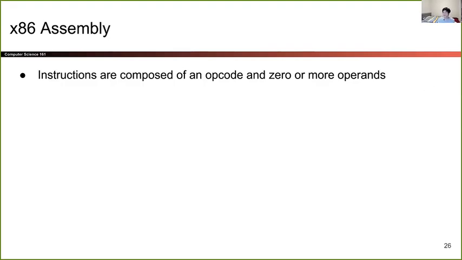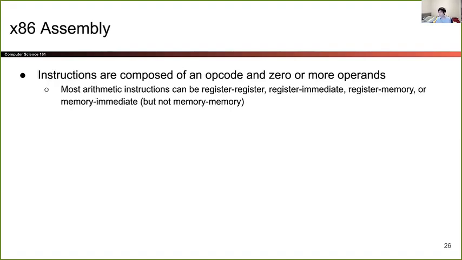In x86 assembly, instructions are going to have an opcode. So this is what the CPU is actually going to do. And it's going to have 0 or more operands. So most arithmetic instructions are going to be either register-register, so they operate between 2 registers on the CPU. It can be register immediate, so it's between a register and a literal value. It could be register memory, so it can operate between a register and a reference stored in memory itself.